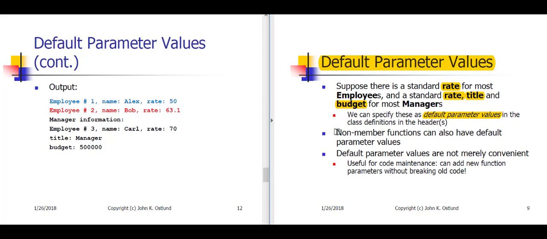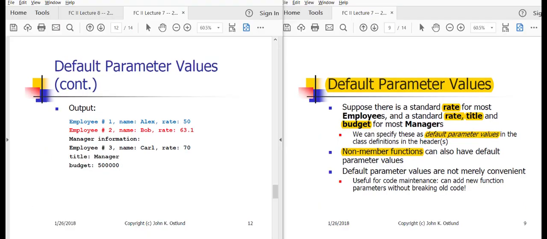It turns out that non-member functions, that is top-level or global functions, or file local, or module functions, that is top-level functions declared static, can also have default parameters. Default parameters are convenient, but they're not merely convenient.